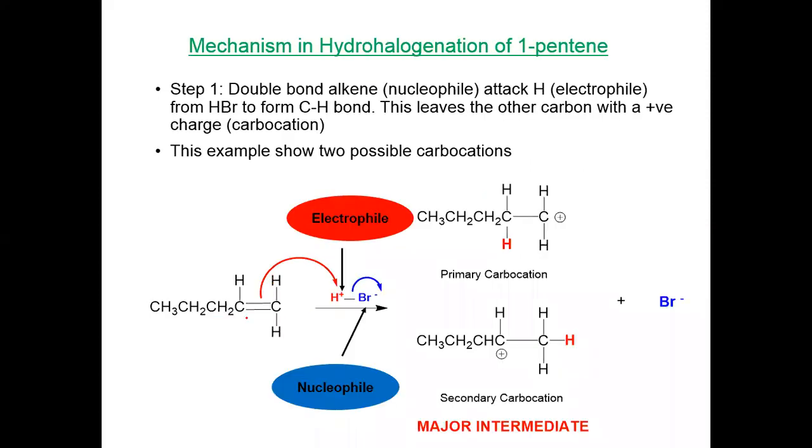Okay, ini mekanisme. Saya rasa bila kamu faham mekanisme baru nampak kenapa H tu akan masuk ke situ, Br masuk ke mana. Okay. So mechanism of halogenation of 1 pentane contoh tadi. Step 1. Double bond alkene nucleophile, sebab this is full of electron kat sini kan double bond. So double bond will attack H electrophile kat sini. So double bond akan attack H. Ni akan terputus. So H kat sini akan masuk ke mana? From HBr to form CH bond. This leaves the other carbon with a positive charge, carbocation.